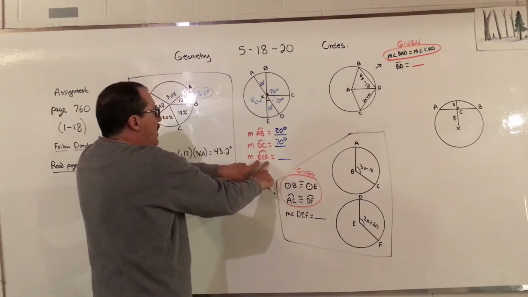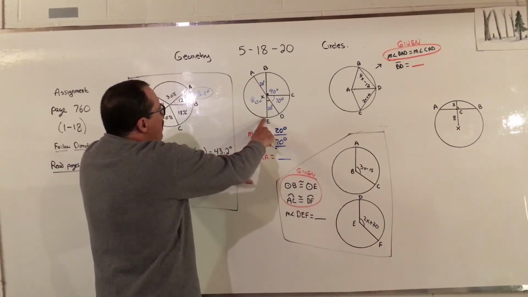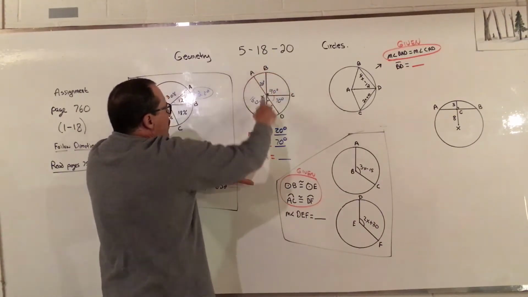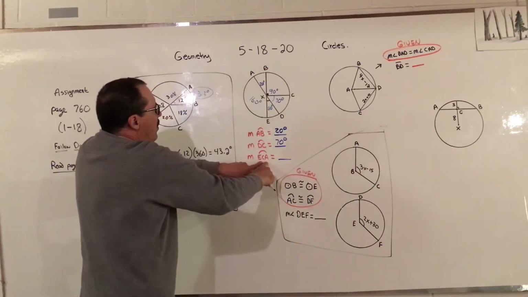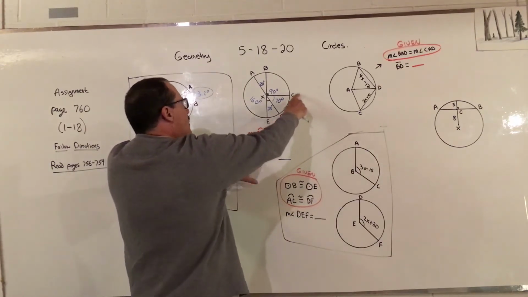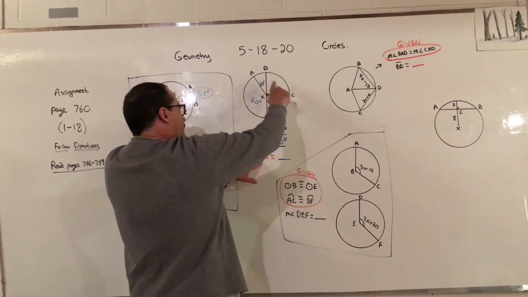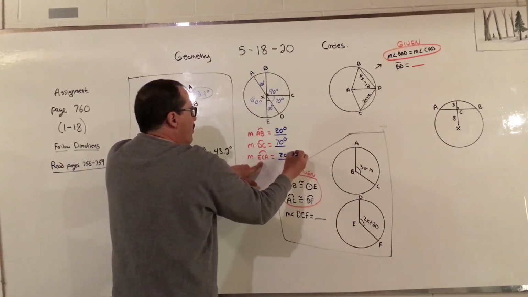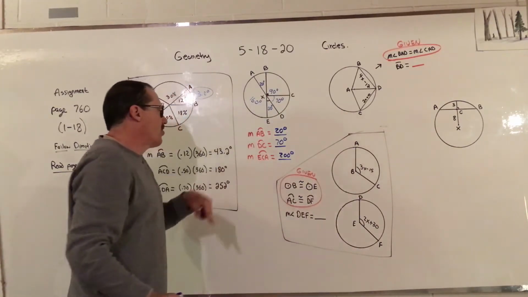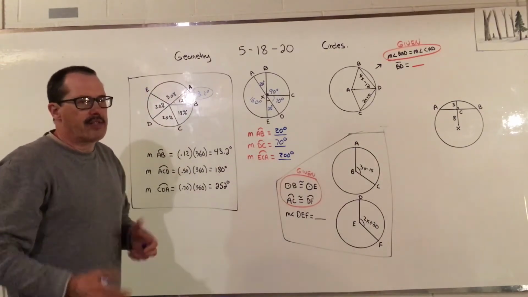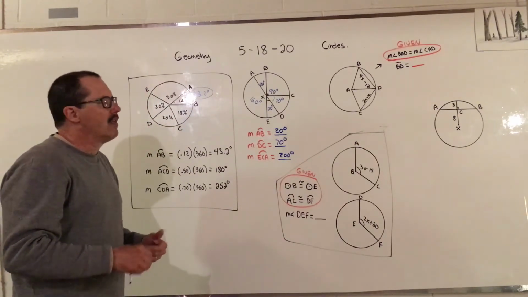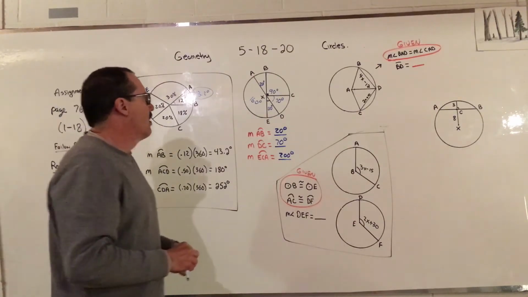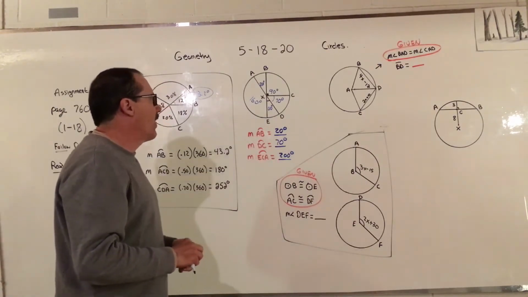Major arc ECA, so I'm going to go from E to C to A. Go in the direction of whatever the letters go. So E to C to A, I'm going to have to add all these together, so that's going to give me 180 plus 20. That would be 200 degrees. All major arcs are over 180 degrees. 180 degrees is a semicircle. Anything bigger than a semicircle is considered to be a major arc. Minor arcs are smaller than 180.